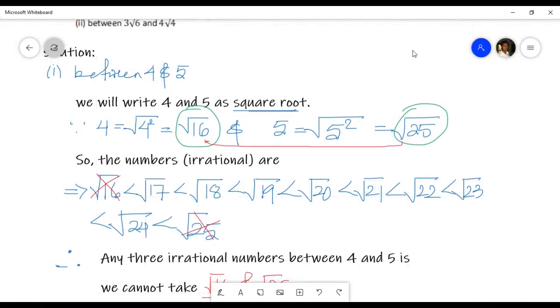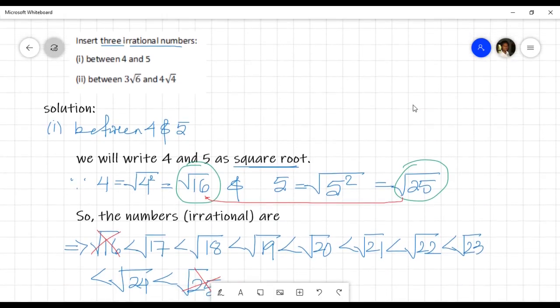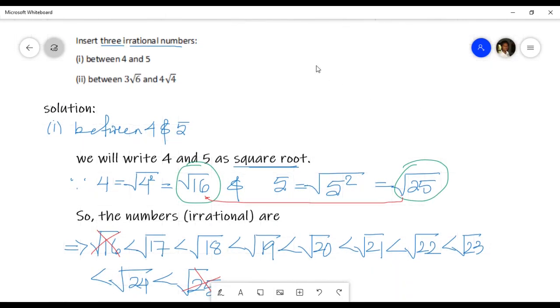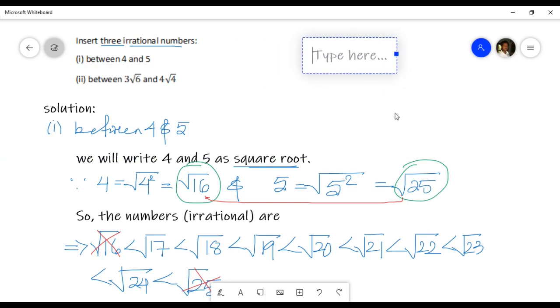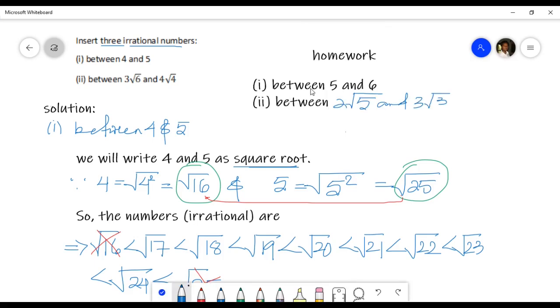So I hope you have understood this. You can just view it back and practice. That's the best way you can understand it. So these are the two questions that I have shown you how to solve, and I will leave two homeworks for you, and I hope you will be able to do them. These are the two homeworks. Insert three irrational numbers between 5 and 6 and between 2 root 5 and 3 root 3.